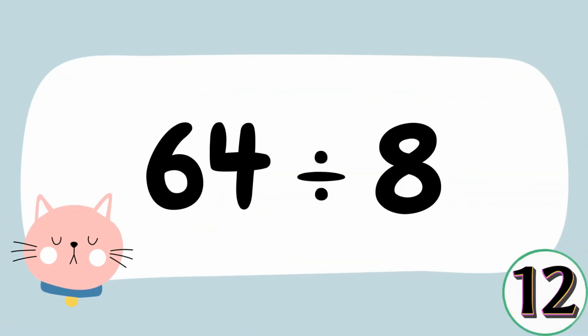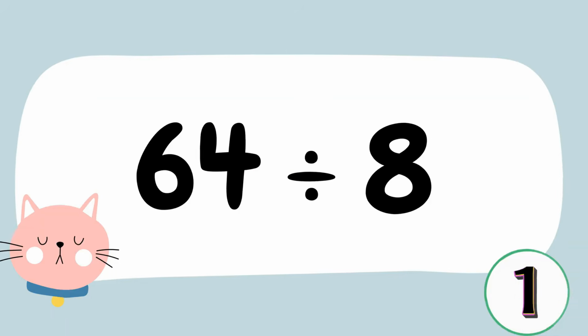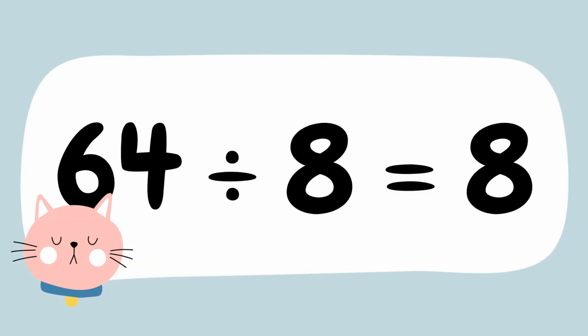What is 64 divided by 8? The answer is 8. 64 divided by 8 is 8.